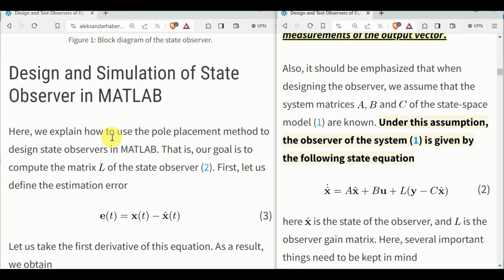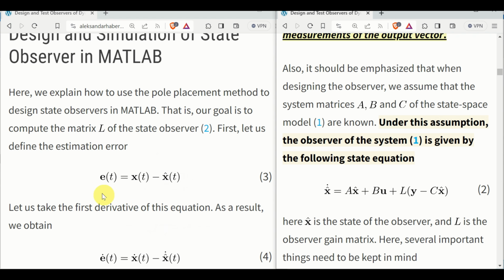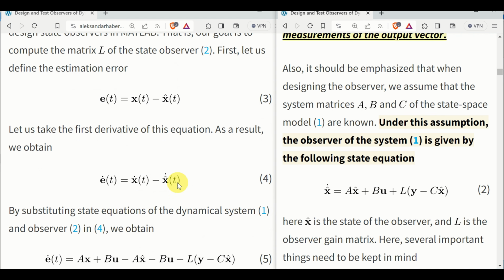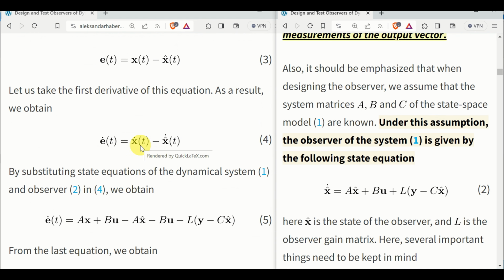First, let us define the estimation error. Here is the estimation error. The estimation error is the difference between the true state of the system, x of t, and the observer state, that is, the estimate of the state. Now, let us take the first derivative of this equation. As a consequence, we obtain this equation. Now, let's substitute the system dynamics in this equation. As a result, we obtain this part, and let's substitute the observer dynamics in this equation. The observer dynamics is given over here. Then, by substituting this equation over here, we obtain this equation.